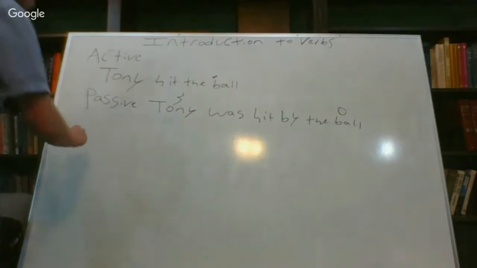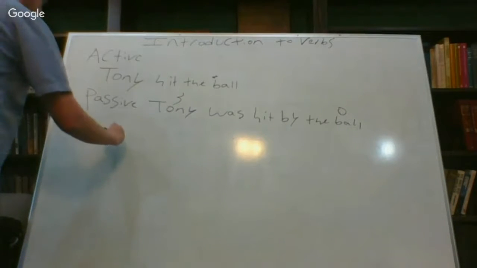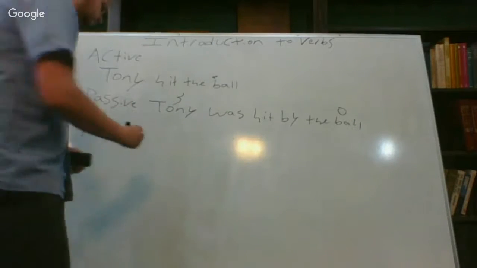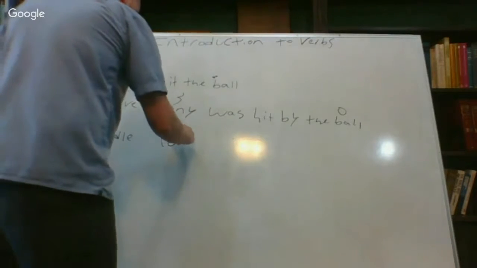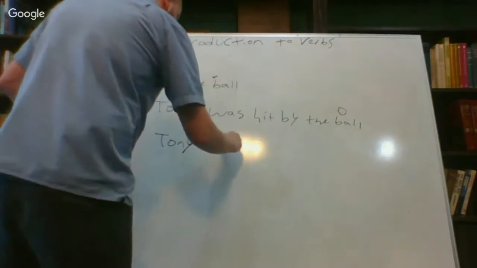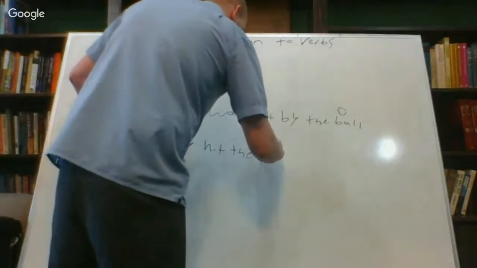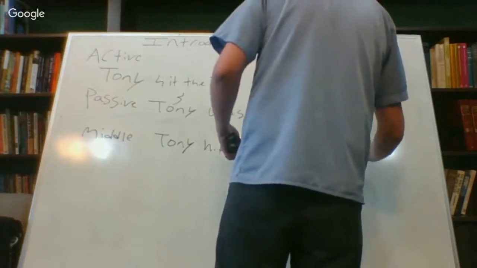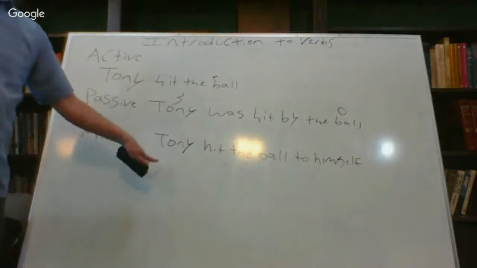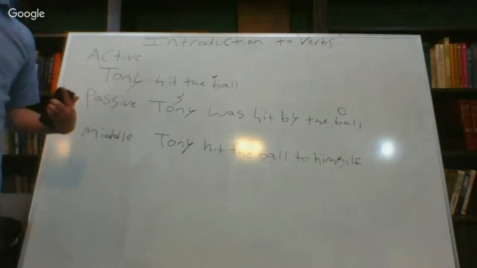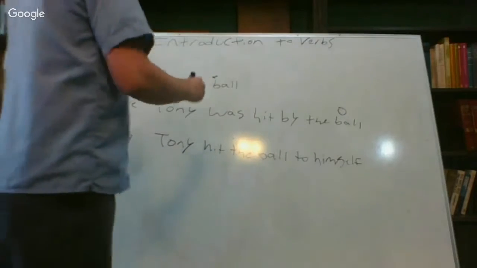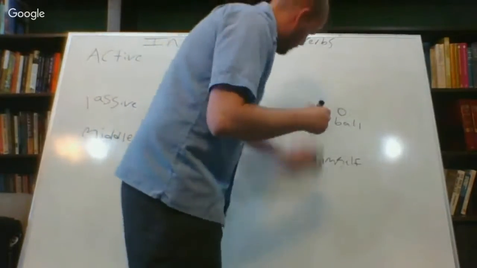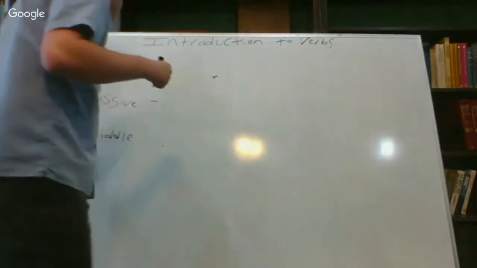And then Greek has the third voice called the middle voice. This one's a little weird. English doesn't really use it, but we can consider it as being kind of reflexive. Tony hit the ball to himself. So in this case, Tony is doing the verb for his own benefit. So in this case, let's just get rid of these examples here. And we'll talk more about this later.